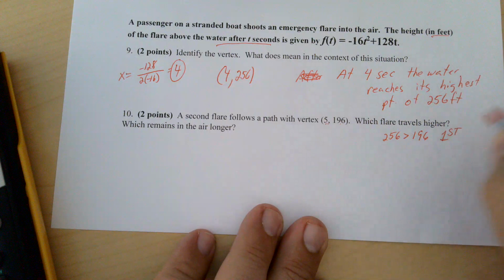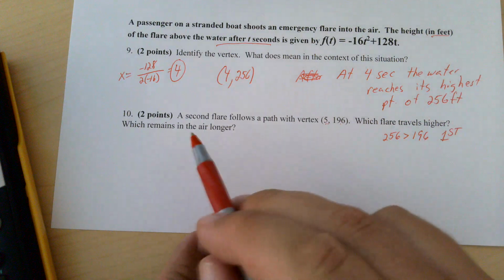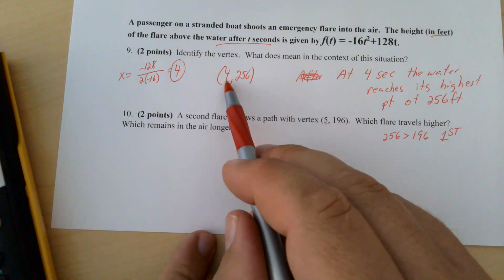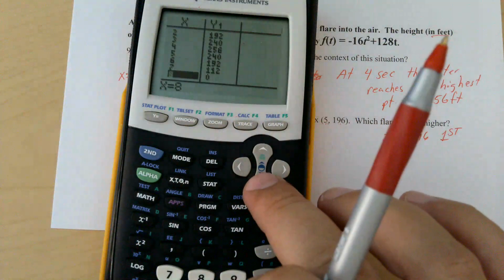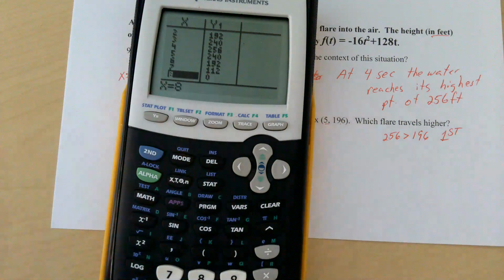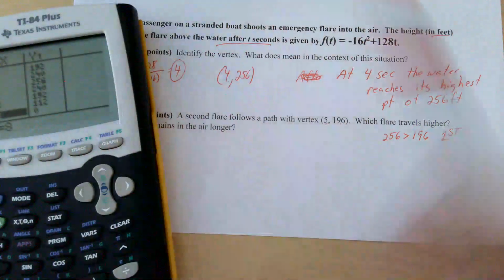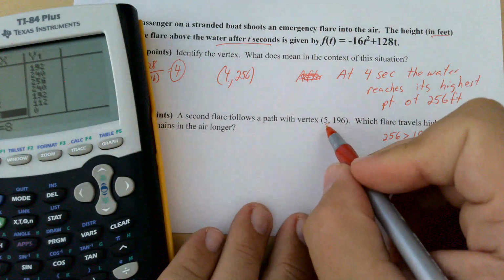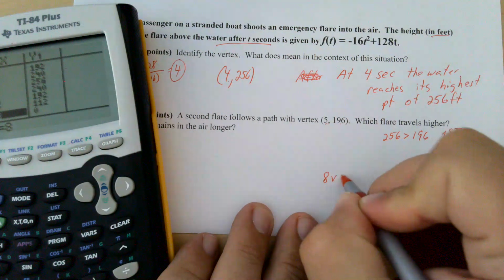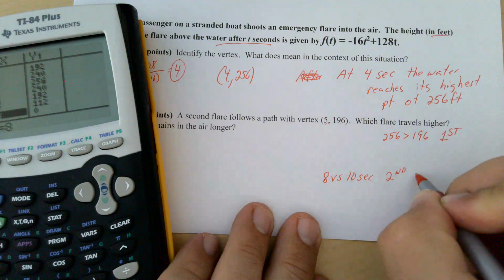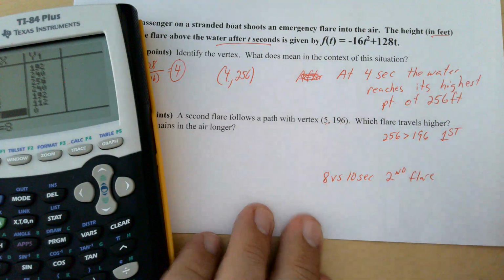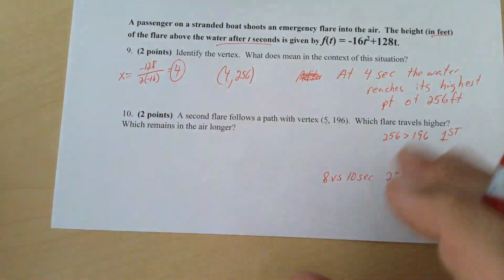It's the first flare. Which remains in the air longer? Well, this will be in the air for 8 seconds. You can see it's going to come back and hit the ground after 8 seconds. Well, this would be 10 seconds. So 8 versus 10 seconds, it's the second flare. Okay, so just make sure you have that on your paper.